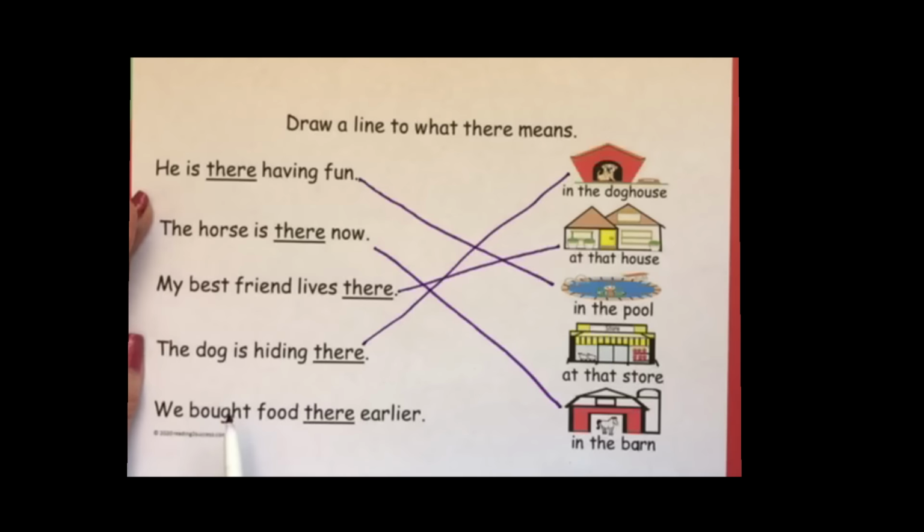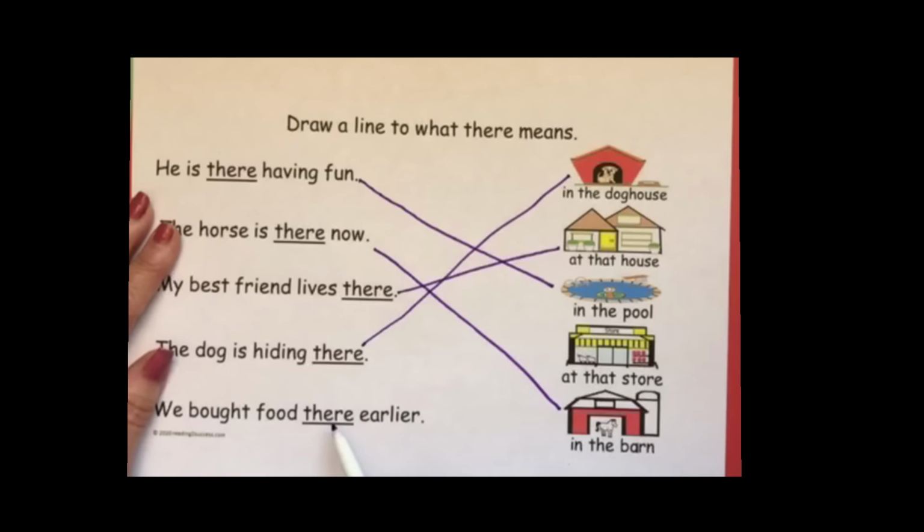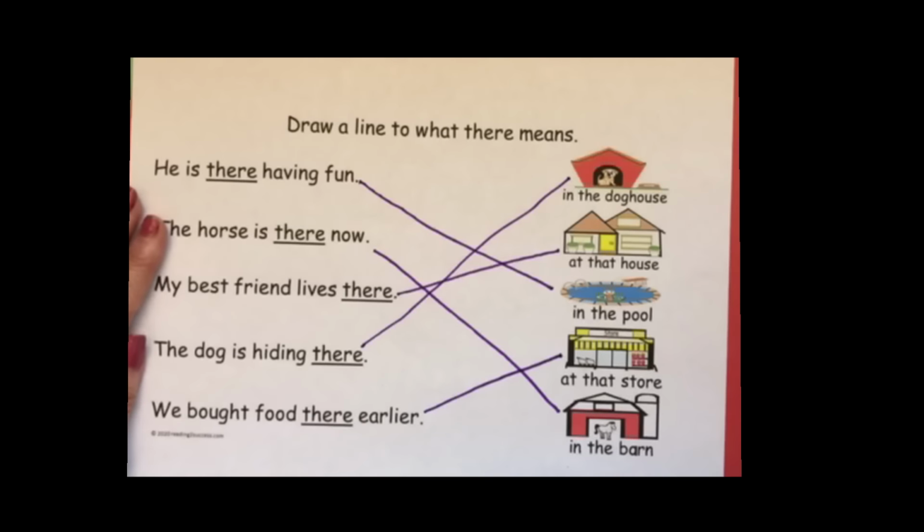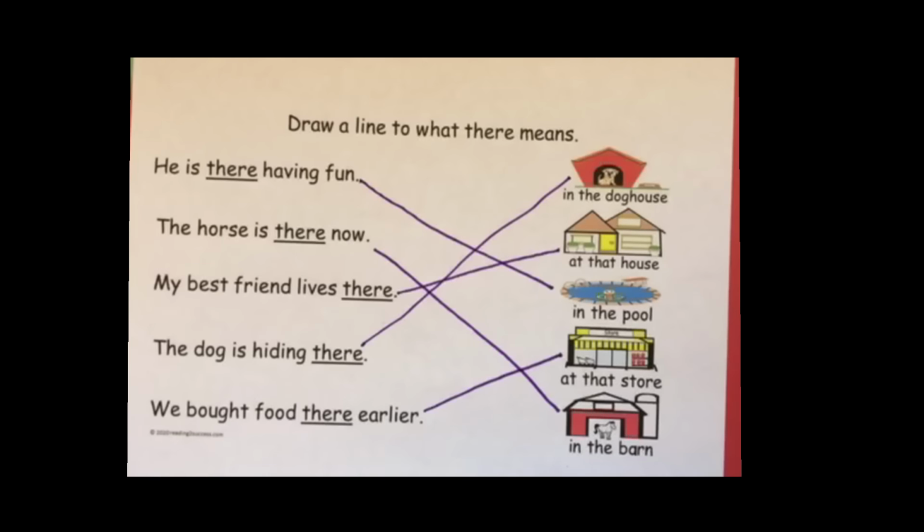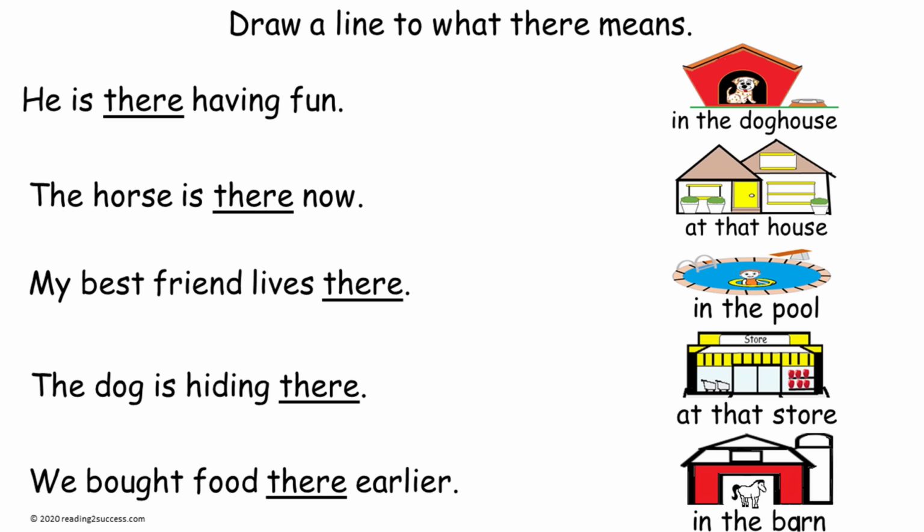Our last one, so this will be easy. There's only one left. At that store. We bought food there earlier. We bought food at that store earlier. So in this sentence, there means at that store. So now we have all our sentences complete with the words that there represents in each sentence. This is a template used in the last activity demonstrated.